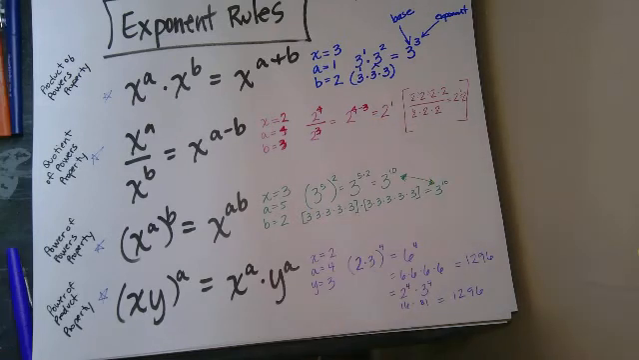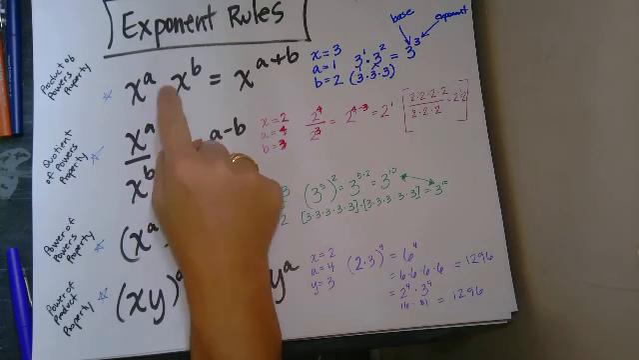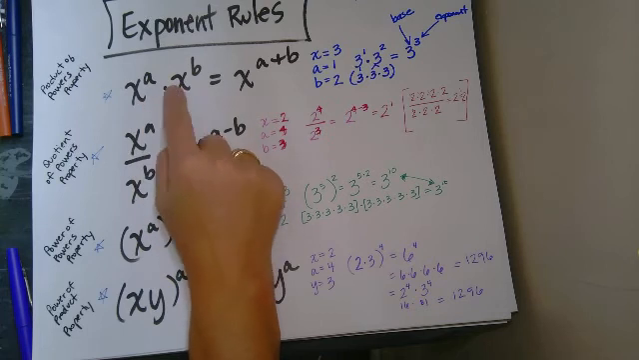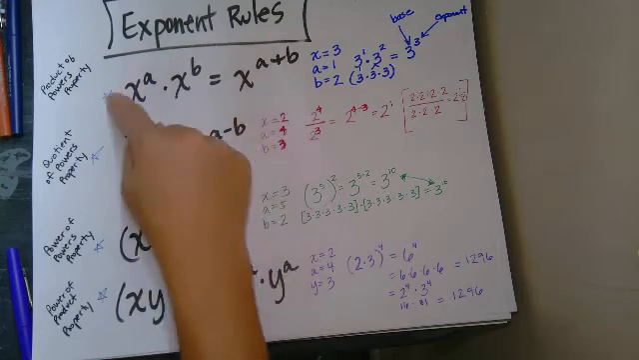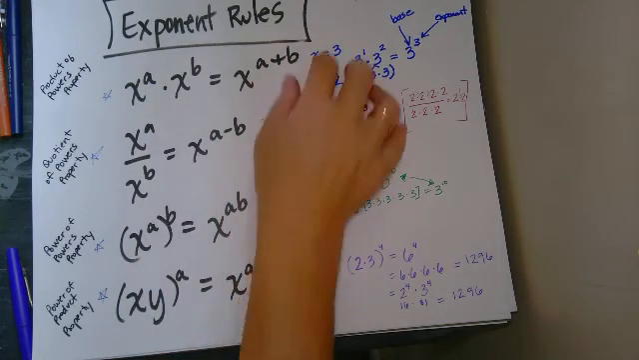All right, I'm going to start with the first one. This first one, we have a number x raised to the power of a times that same number raised to the power of b. And the rule is that if we have that same base number x, we can just add the exponents. So sometimes the exponent rules are a little bit hard to understand until we actually put them into context with numbers.